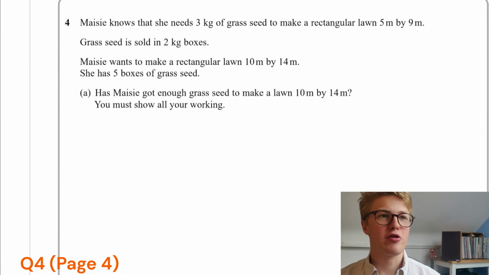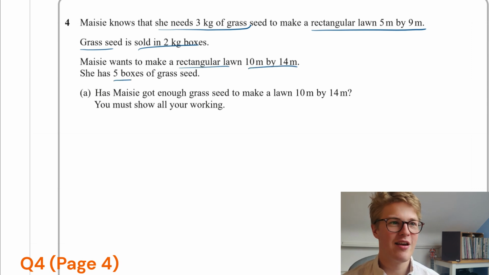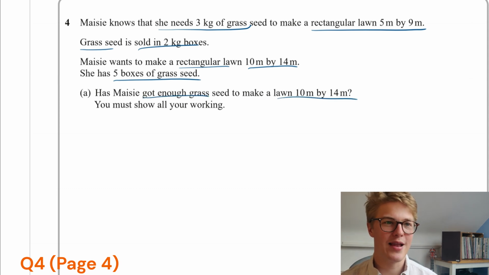Maisie knows that she needs 3 kilograms of grass seed to make a rectangular lawn 5 meters by 9 meters. Grass seed is sold in 2 kilogram boxes. Maisie wants to make a rectangular lawn that's 10 meters by 14 meters. She has 5 boxes of grass seed. Has Maisie got enough grass seed to make a lawn 10 meters by 14 meters? You must show all your working.